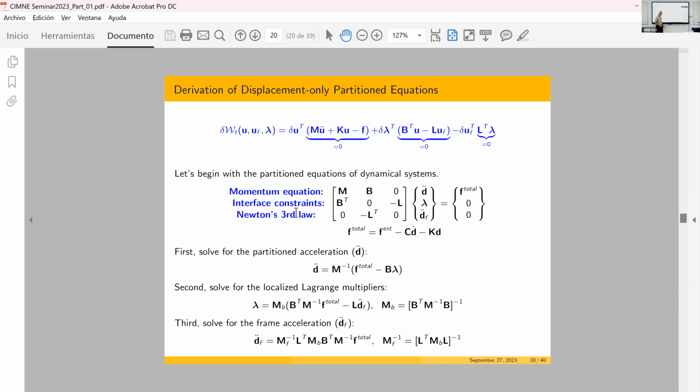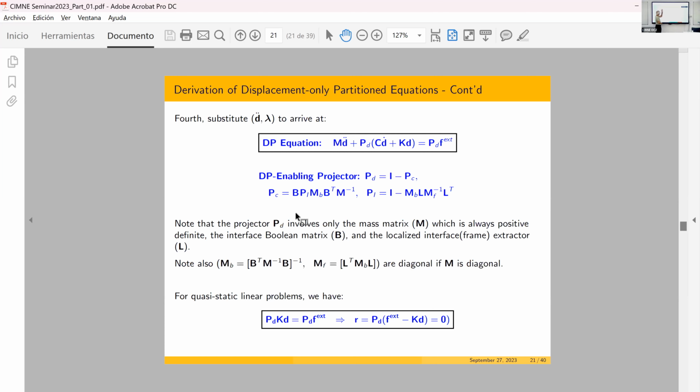Everything is diagonal. How can you solve for lambda if you don't know D double dot F? Yeah. I assume I don't know it, and I substitute this over into the last equation. Okay. L transpose lambda equal to zero. So you don't solve for it. You basically express lambda like that and solve it to get D double dot F. Yeah. Thank you.